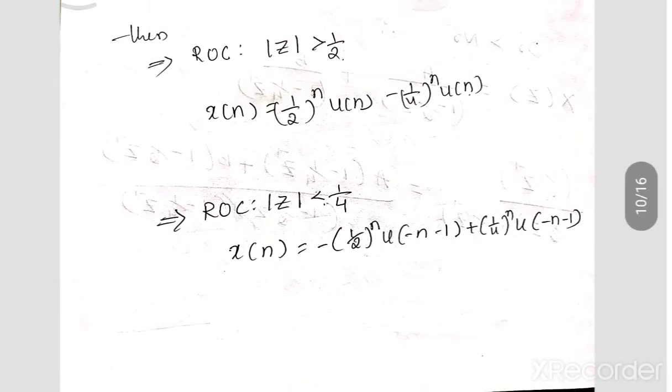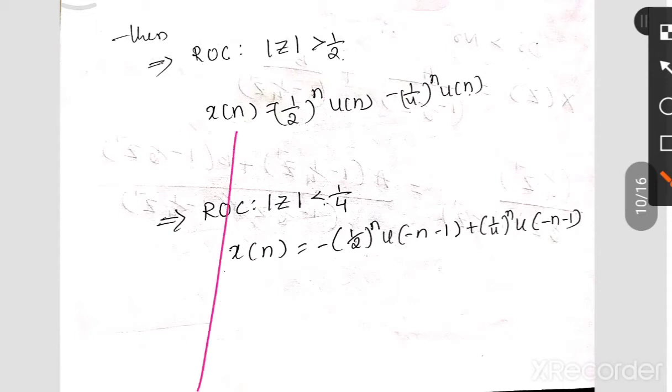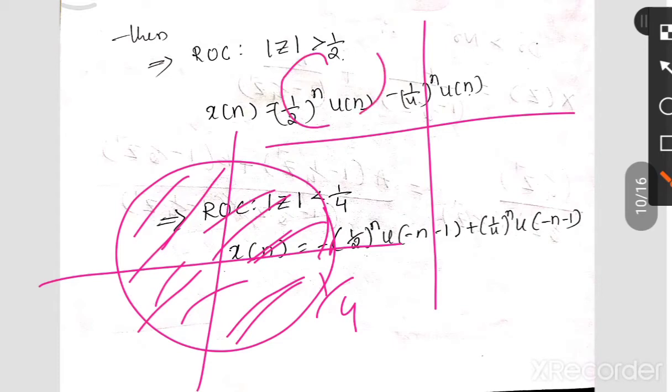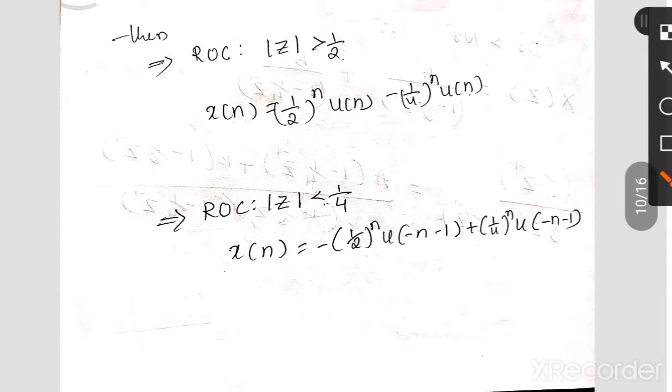Therefore, if you say the ROC is less than 1 by 4, then it should be inside the circle. Your ROC should be inside that 1 by 4th circle. The corresponding x of n must be a left sided sequence when you have the ROC within the circle. That is the negative side. On this side your signal should be present. Therefore, your x of n will correspond to the left side.